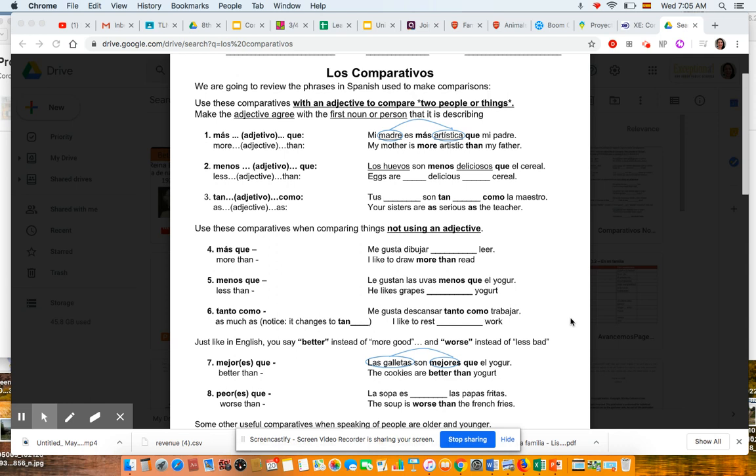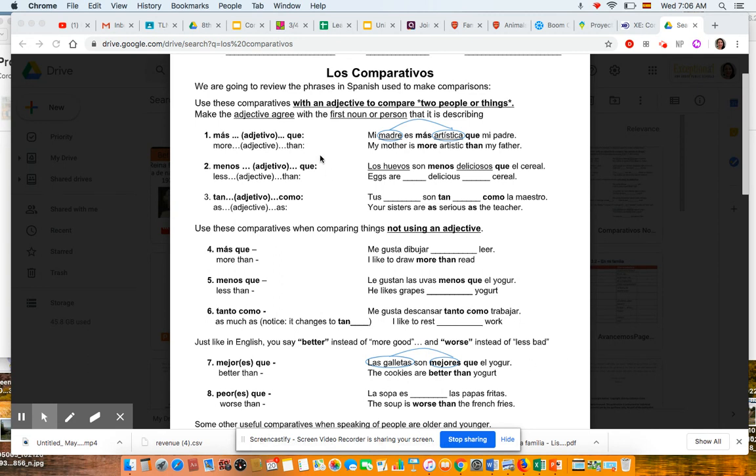Hola amigos. Today we are reviewing how to compare things using los comparativos. So here's what I introduced earlier this year to you. We're going to review the phrases in Spanish used to make comparisons.